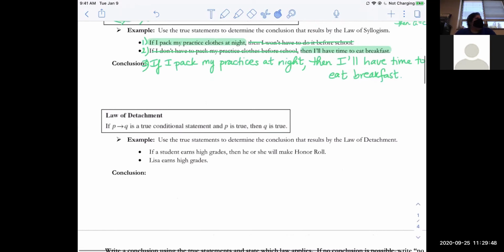All right, so syllogism is like transitive. Two if-thens get mushed together into a conclusion that is the hypothesis of the first sentence and the conclusion of the second sentence. And they have to go in order, because even if a P implies Q statement is true, the converse does not have to be true. So make sure they're in order like that.